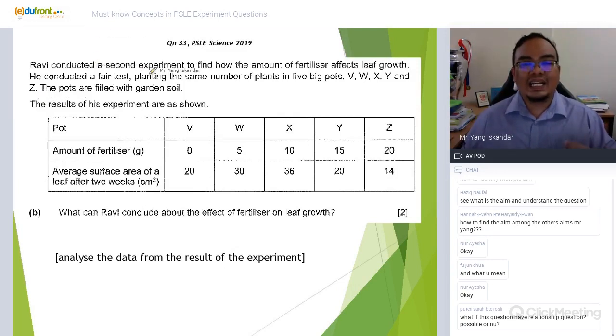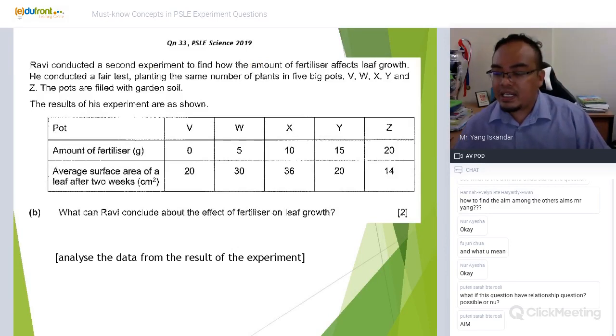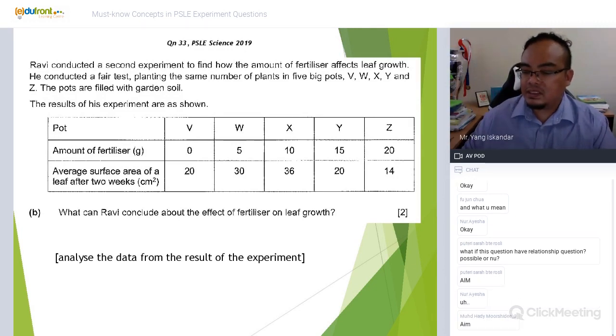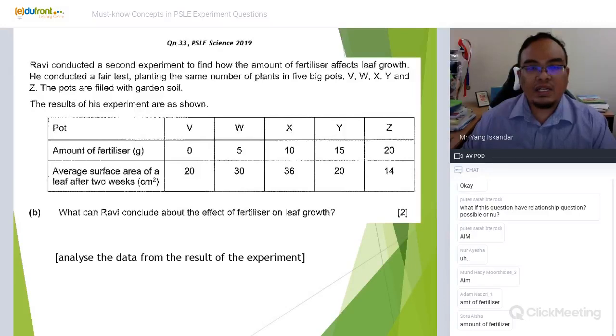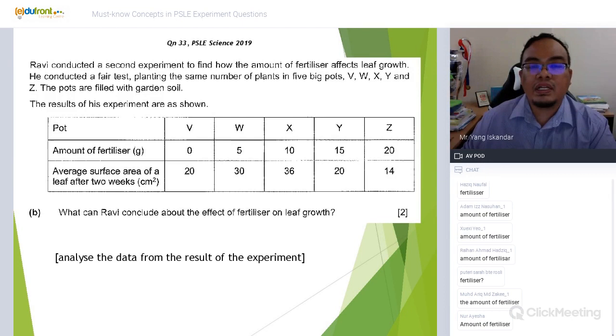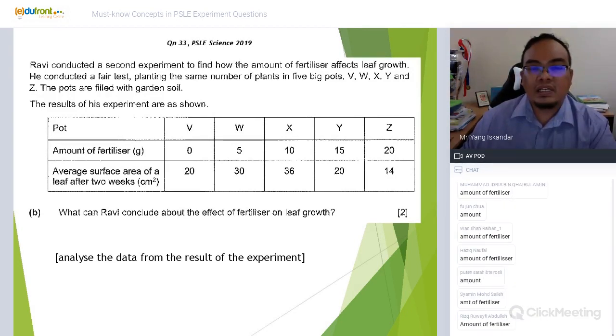Ravi conducted a second experiment. This time around, can anybody tell me what the new change variable is? What is the new aim? You can see, part B is already a different story. The change variable is the amount of fertilizer. Very good. You cannot just say fertilizers. Are you talking about the type of fertilizers? The amount? The color of the fertilizers? So here, the change variable is the amount of fertilizers.